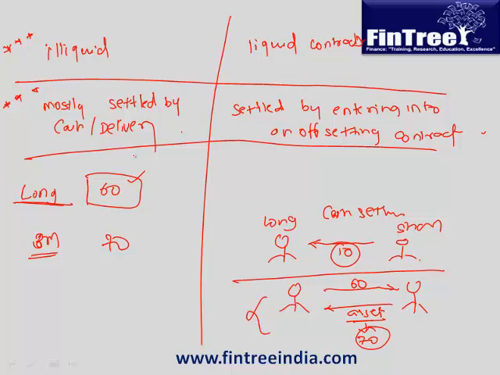Offsetting contract means if you have a long, that means right and obligation to buy, you can square that off by taking a short position, right and obligation to sell. So if you have a long and you take a short position, it is squared off, so your position is zero. This is called entering into an offsetting position of the contract. It is not a cash settlement because technically you're not entering into settlement with the other party.